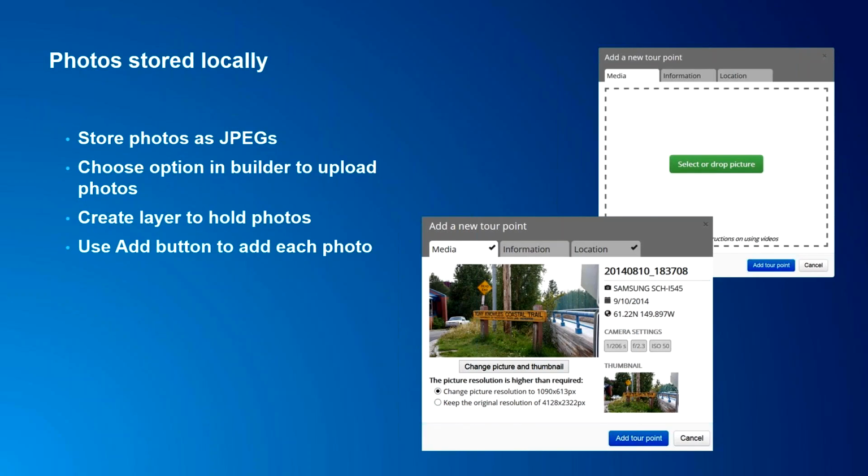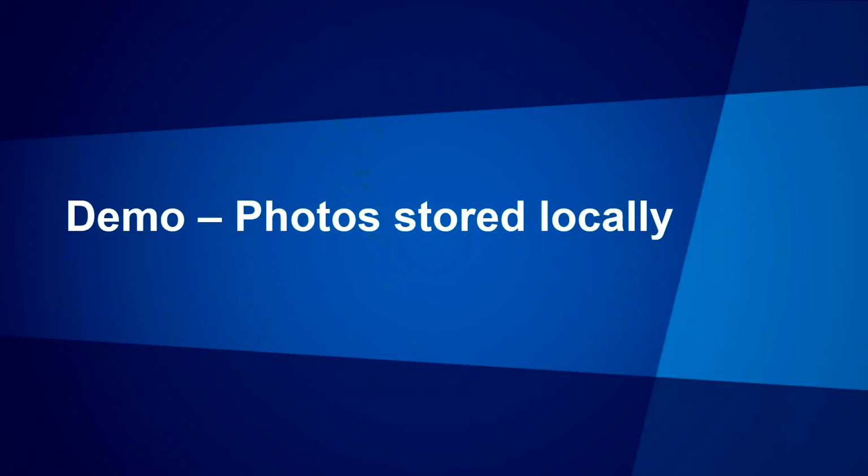Then when we go into the builder itself, we just choose a different option to upload the photos. This will create a sort of empty layer within ArcGIS Online to hold the photos. So we're doing some work on the back end to be able to store them in our cloud. And then you'll just add each photo manually and import it in, and it'll automatically get stored into that layer and added into the map tour. So again, we'll take a quick look at this process.